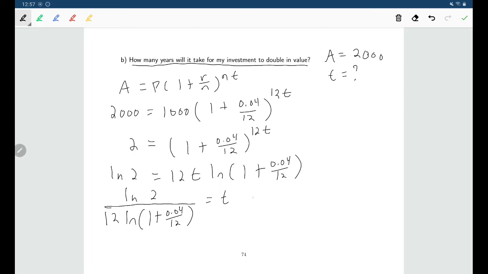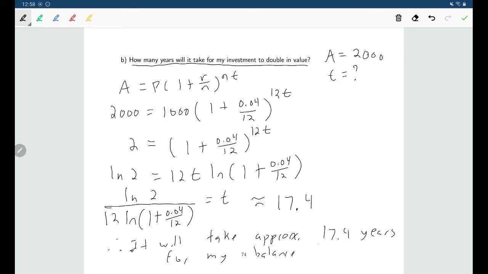17.357. I didn't say how many decimal places to give here, so I'll give one decimal place. So 17.4 approximately. And there we go. We have that it'll take about 17.4 years for my balance to double in size.